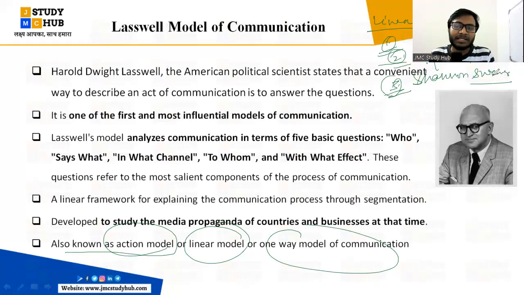Osgood is not a linear model. Osgood is a two-way communication process, because it is called the circular model of communication. There is a feedback concept. Understand? Yes. So there is no feedback in this model, so we consider these three models linear models. Or we can also say it is the action model or one-way communication model.